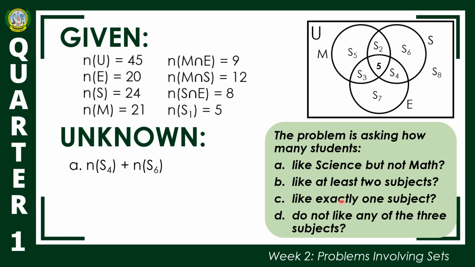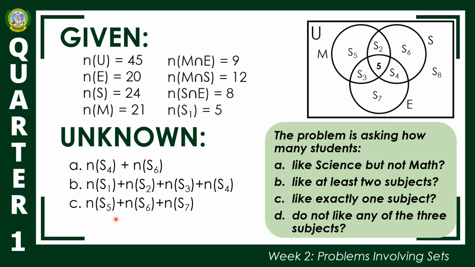Next po ay how many students like at least 2 subjects. Ang keyword po ay at least, meaning it can be 2 subjects or 3 subjects na gusto ng mga estudyante. At ito po ay tumutukoy sa mga elements na kay S sub 1, S sub 2, S sub 3, and S sub 4. Next po is how many students like exactly 1 subject. Ito naman po yung mga elements po na kay M only, S only, and E only. So, that is the sum of the elements of S sub 5, S sub 6, and S sub 7.